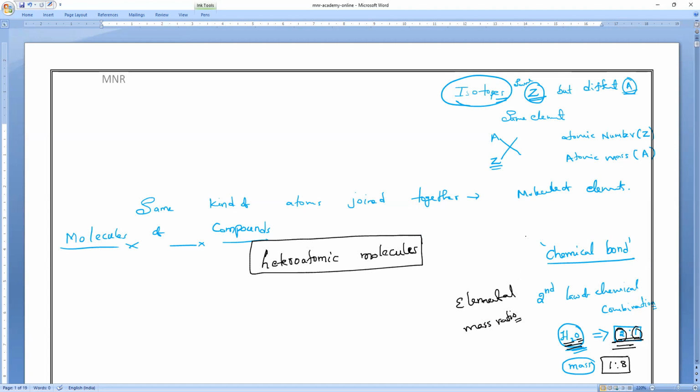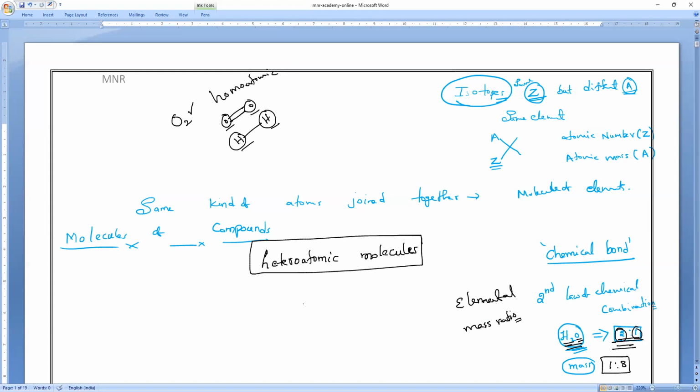What do you mean by a homoatomic molecule? O2. Is O2 homoatomic or heteroatomic? One oxygen atom is combined with another oxygen atom. Both are oxygen. Or one hydrogen atom combined with another hydrogen atom. Same kind of atoms combined together, that is what we call a homoatomic molecule.